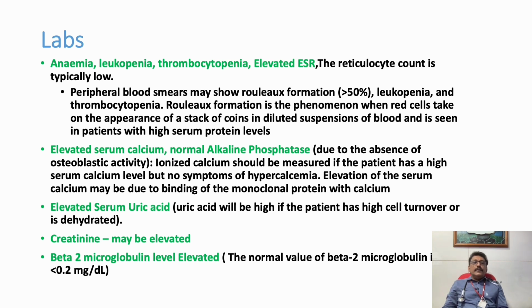Elevated serum calcium and normal alkaline phosphatase, that is very, very important. Due to the absence of osteoblastic activity, alkaline phosphatase is normal. Ionized calcium should be measured if the patient has a high serum calcium level but no symptoms of hypercalcemia. Elevation of serum calcium may be due to binding of monoclonal protein with the calcium. So sometimes falsely high or low calcium can be seen in patients who have multiple myeloma. So always correct calcium with the albumin level in the patient's blood. So corrected calcium is very, very important.